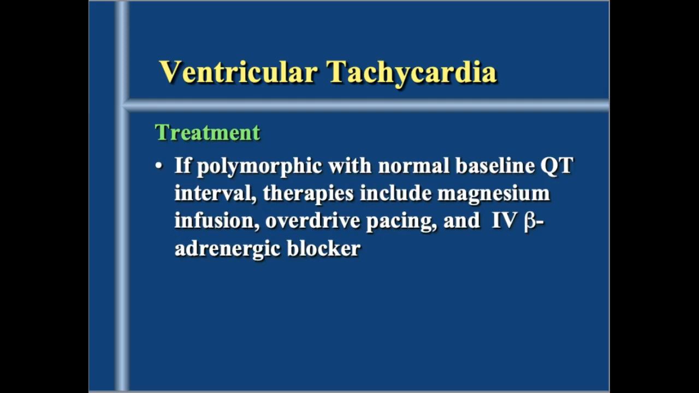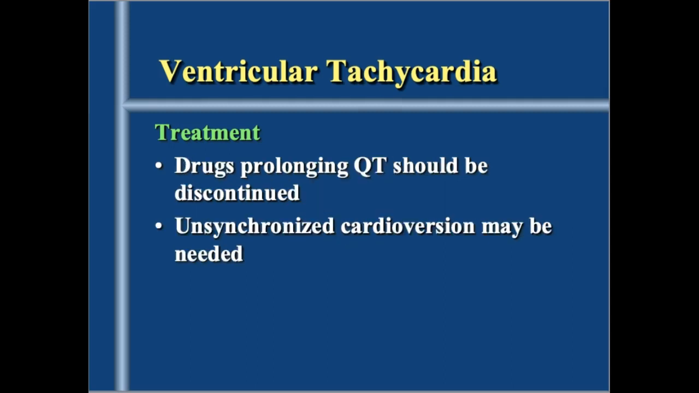VTAC that's polymorphic, we're going to consider magnesium. It's often a low magnesium level. We're going to be pacing, and we're probably going to be looking at some IV beta blockers. For the polymorphic VTACs, we're going to look at discontinuing any drugs that might be prolonging the QT interval, and we're going to be looking at possibly unsynchronized cardioversion.